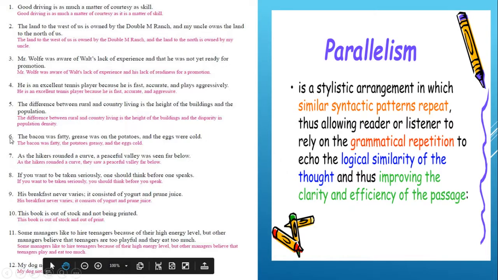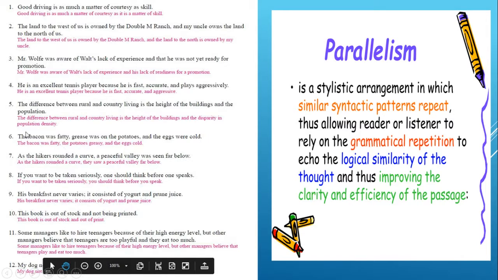and be careful about how you word, because the first part of the sentence should be worded so that it matches up with the second part of the sentence. Okay, let me go down to 6.